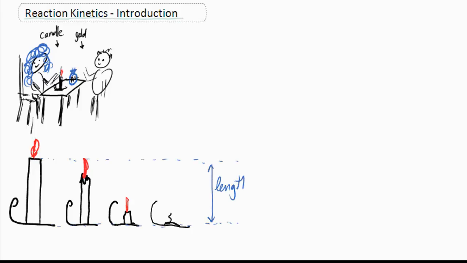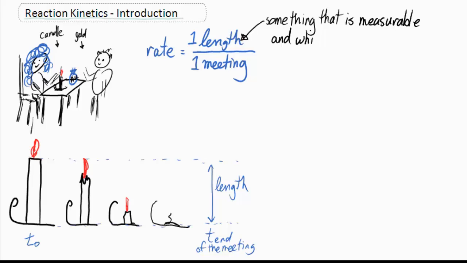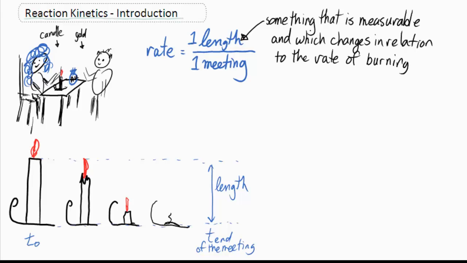Here we get a sense of rate, and the rate is related to the length of the candle, and we begin at a certain time, and when that candle's done, the meeting is over. And in this very short example, we have everything we need to define how to find the rate of a reaction. Something that is measurable, something that changes in relation to the rate of a reaction, such as the speed of the candle burning. And that is compared to a time, always to time. In this imprecise example, a meeting, one meeting.